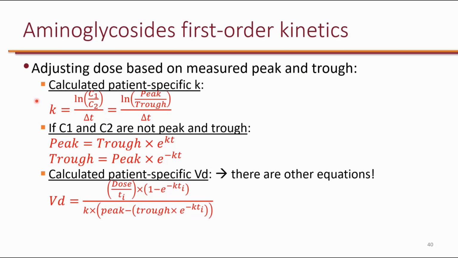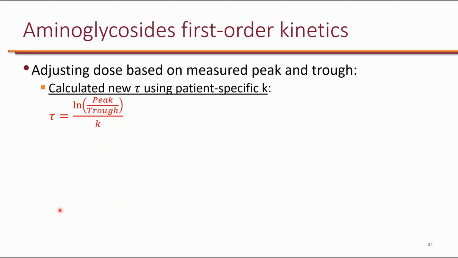And of course, what you do with the K is to get the individualized volume of distribution. So the volume of distribution that we calculated previously was an estimate. But this time, since we have a specific K from the patient, we can actually calculate the actual volume of distribution in the patient. And what we do next is to calculate tau again. So now instead of the estimated K, we use the actual K that we calculated in the patient. So get the new tau.